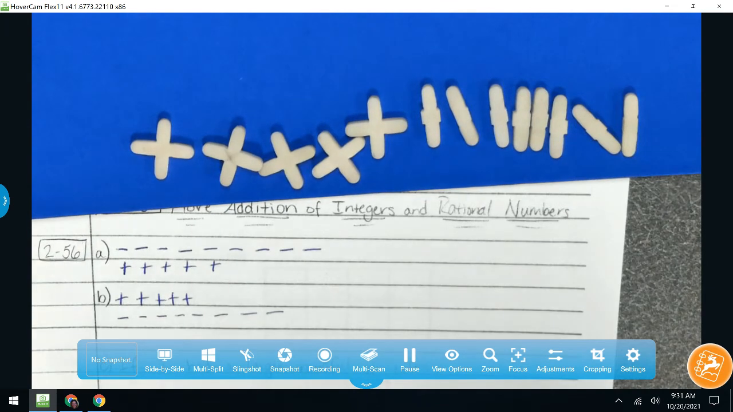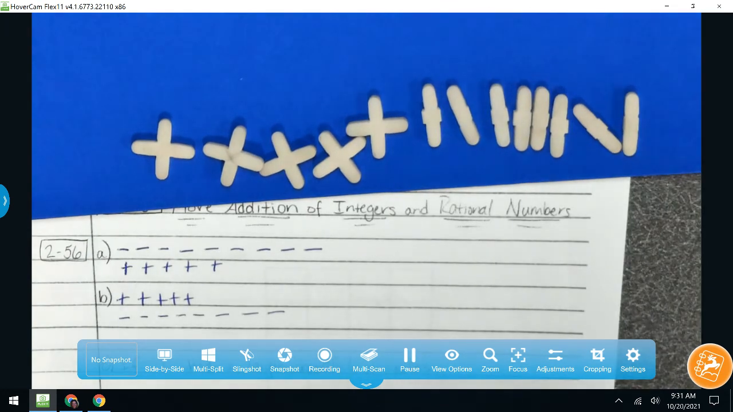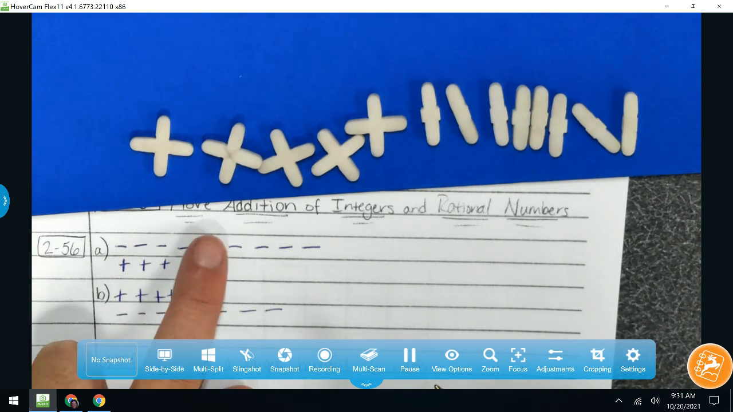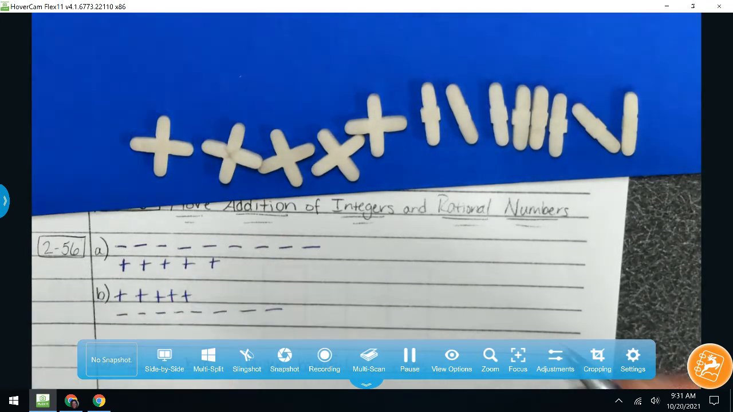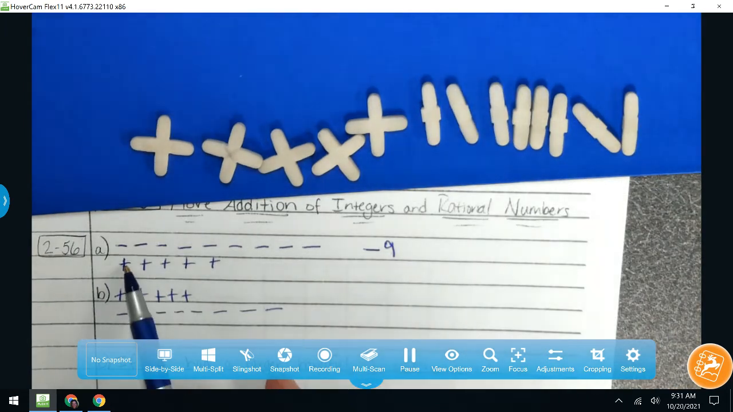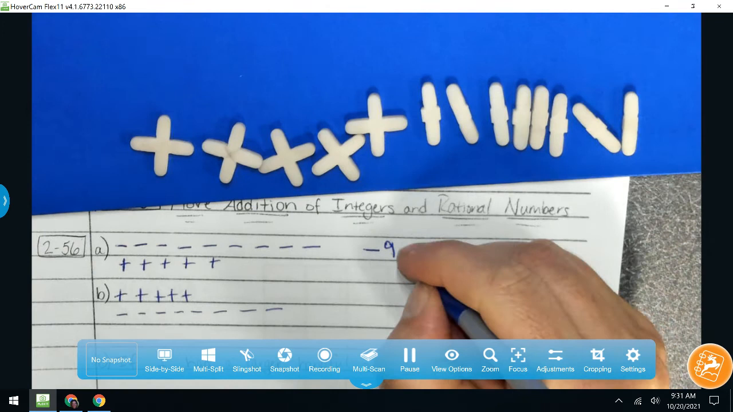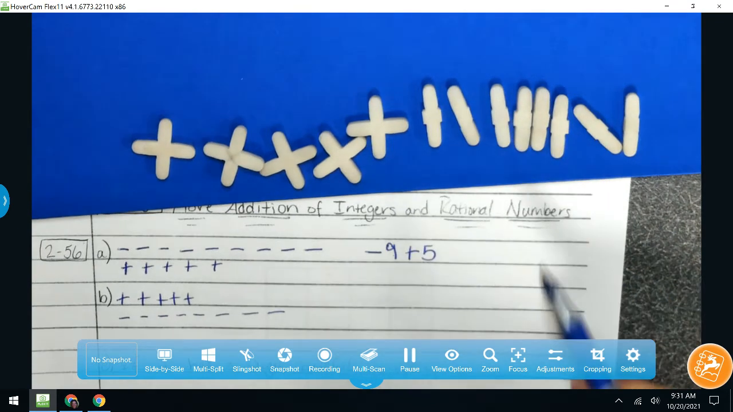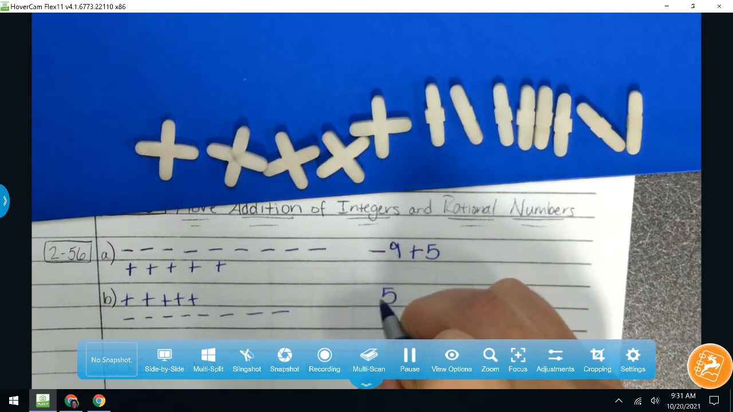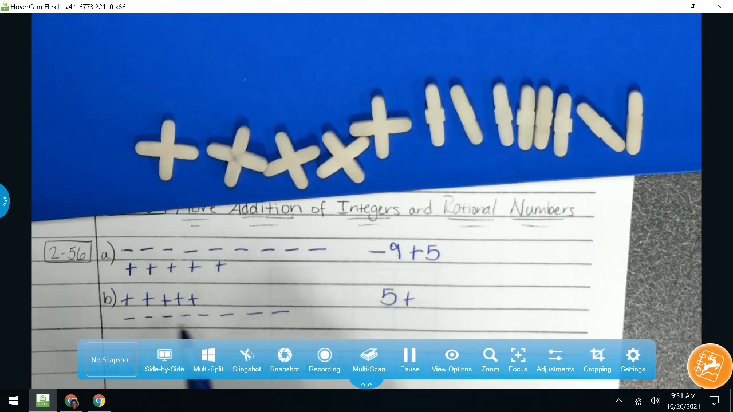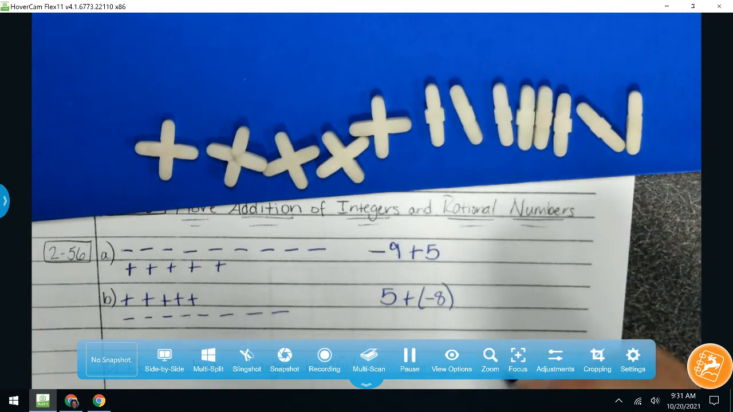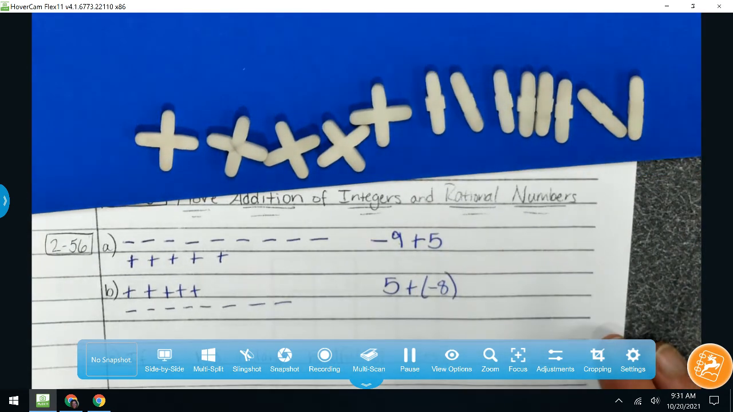And so I'm going to actually write the value of both of these. So I see right here that I have 1, 2, 3, 4, 5, 6, 7, 8, 9 negatives, and I'm adding it to 1, 2, 3, 4, 5 positives. For this other one, I have 1, 2, 3, 4, 5 positives, and I'm adding it to 1, 2, 3, 4, 5, 6, 7, 8 negatives. Some of you already may know which one has a higher value.